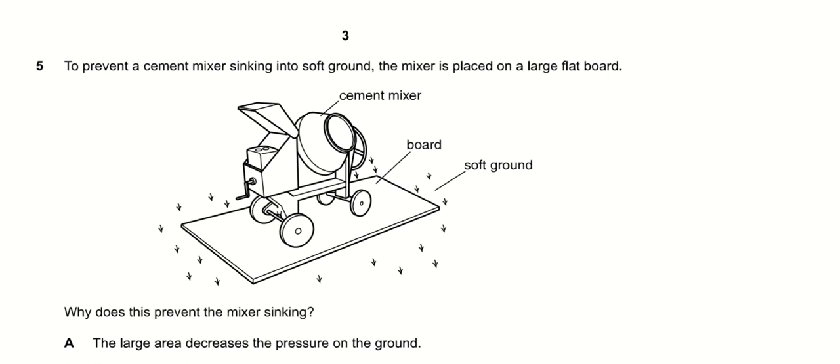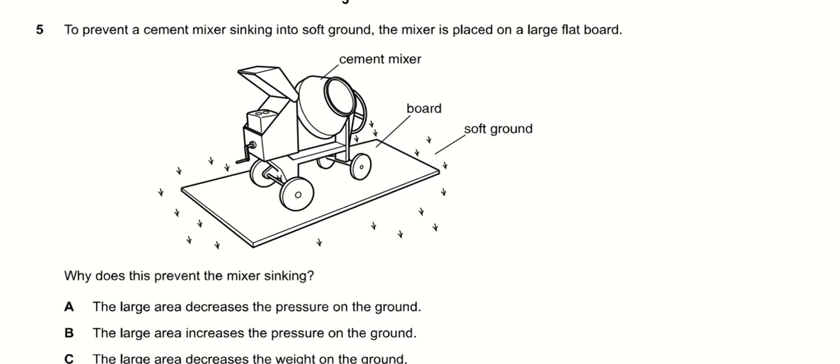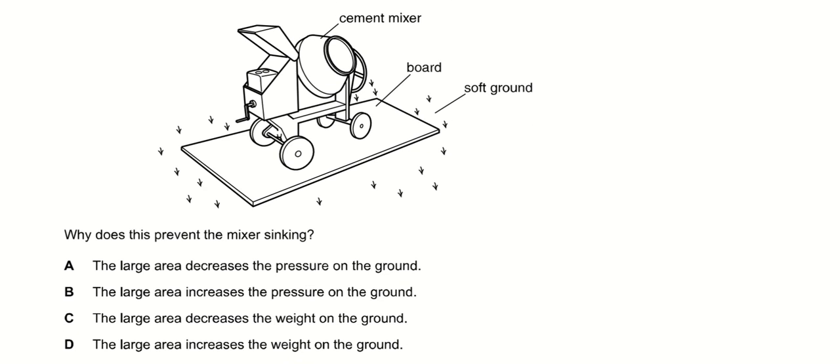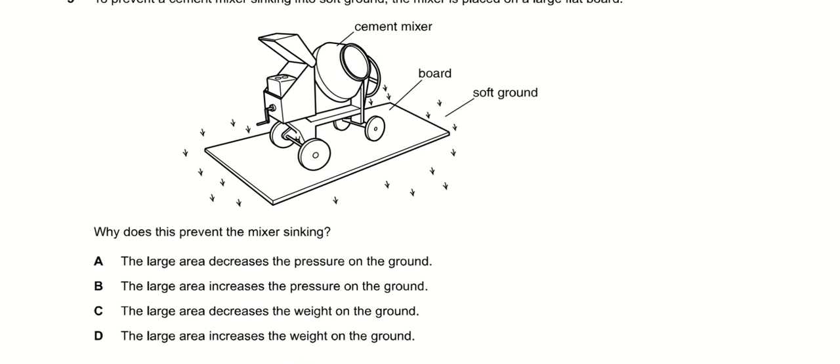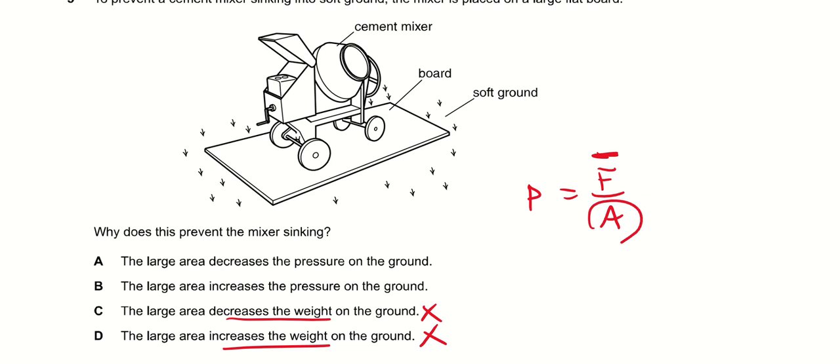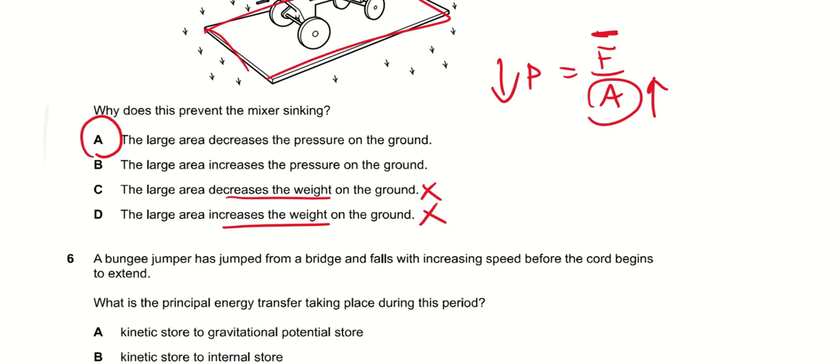Okay, to prevent a cement mixer sinking into soft ground, the mixer is placed on a large flat board. Why does this prevent the mixer sinking? Okay, so basically the weight does not change, it's the same weight, right? Now pressure equals force over area. Now since the weight is constant, but now it is over a larger base area, so the pressure will decrease. So this is A.